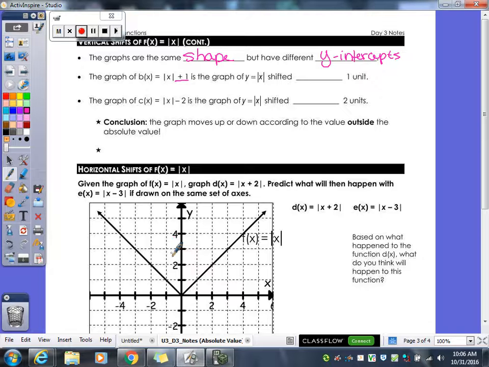When we had absolute value of x plus 1, it shifted up 1 unit. And then absolute value of x minus 2 shifted down 2 units. So the conclusion: the graph moves up and down according to the value outside of your absolute value.